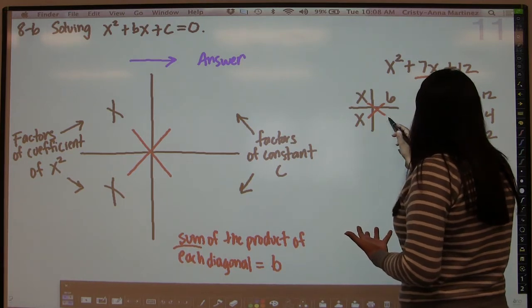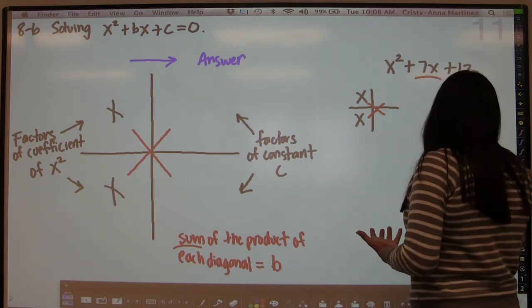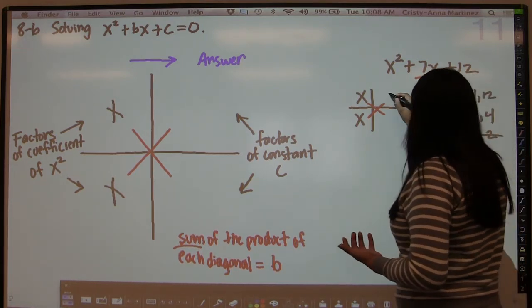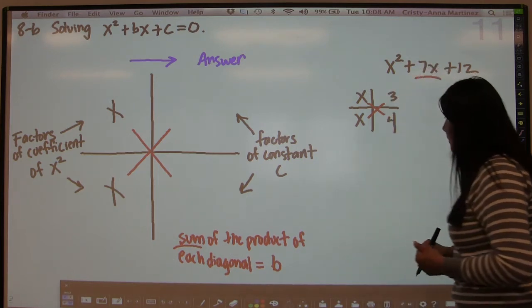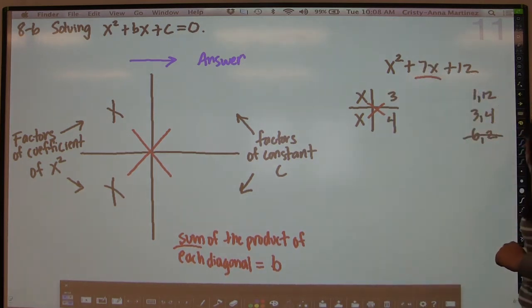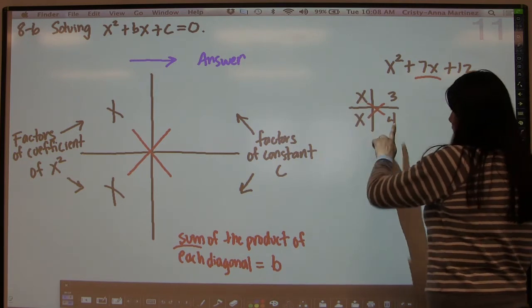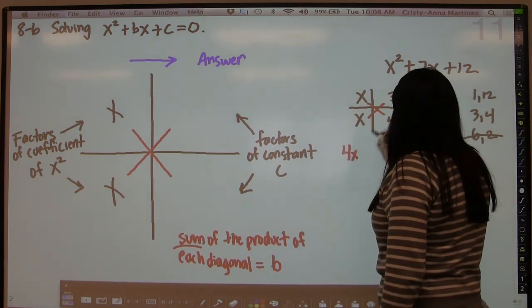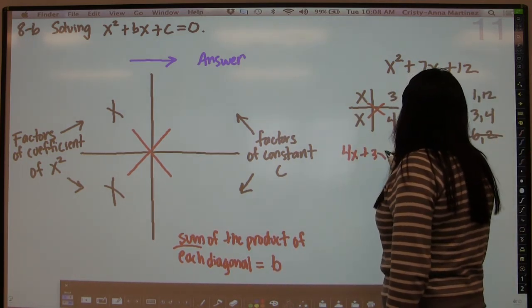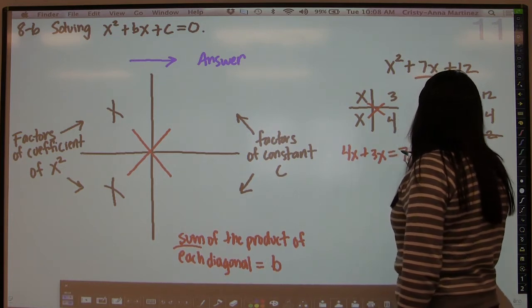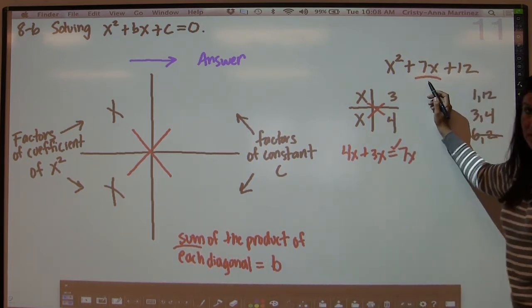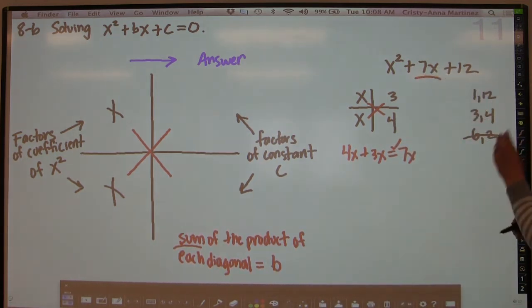And let's actually go with the right number sequence. So then I try 3 and 4, for example. When I try 3 and 4, this time when I multiply the diagonal, I get 4x and 3x. And 4x and 3x is in fact 7x, which is what it's supposed to be according to the original problem.